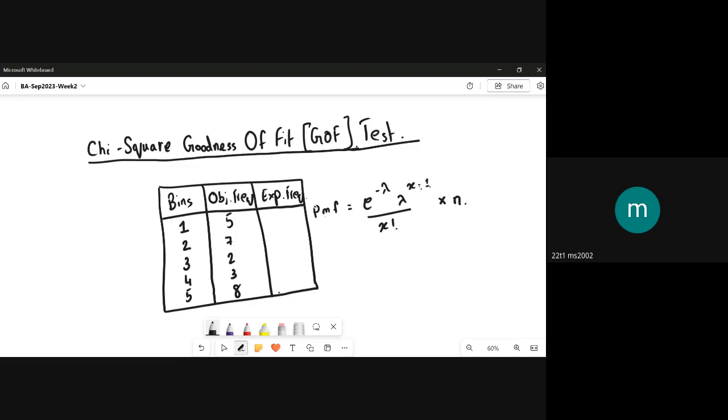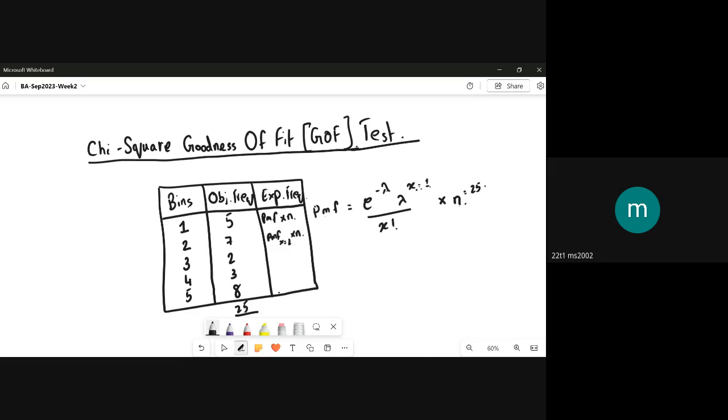5 plus 7 plus 2 plus 3 plus 8. How much is that? 7, 10, 15, 18, 20, 25. Right? So I have 25 values, so n is equal to 25. So I find the PMF and I multiply it by n. I get the expected frequency for 1. Now substitute the value of lambda, substitute the value of x, compute the PMF for x equal to 2, multiply it by n. That is the expected frequency for 2.